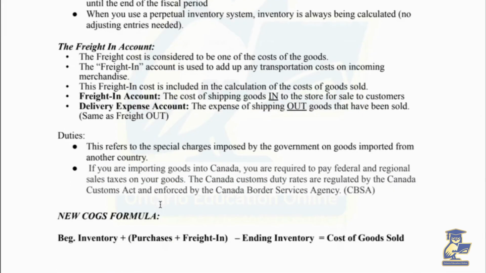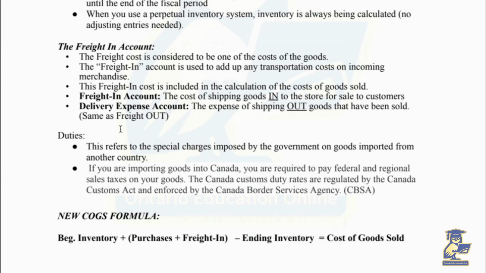All right, now let's look at the freight in account. So the freight cost is considered to be one of the costs of the goods. The freight in account is used to add up any transportation costs on incoming merchandise. This freight in cost is included in the calculation of the cost of goods sold. When we look at the freight in account, this is the cost of shipping goods into the store for sale to customers. And the delivery expense account is when you're looking at the expense of shipping out goods that have been sold. So that it can also be referred to as freight out.